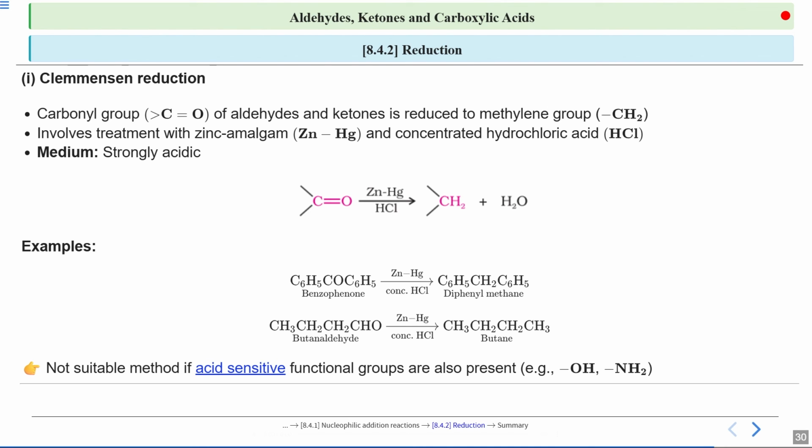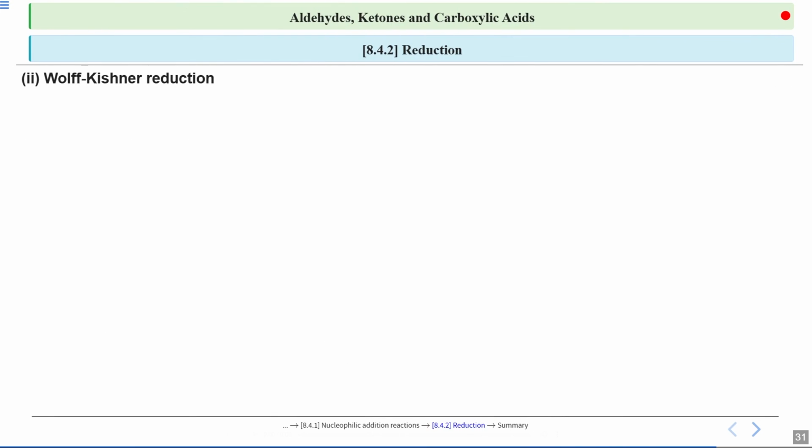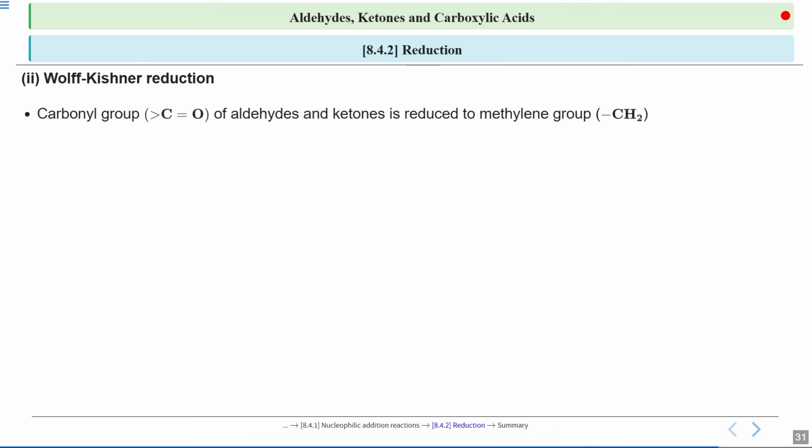Now, the Clemmensen reduction is a powerful tool in organic chemistry for reducing carbonyl groups to methylene groups. However, its use is limited by the presence of acid-sensitive groups. So it is not suitable if acid-sensitive functional groups are present. Now we will see Wolff-Kishner reduction.